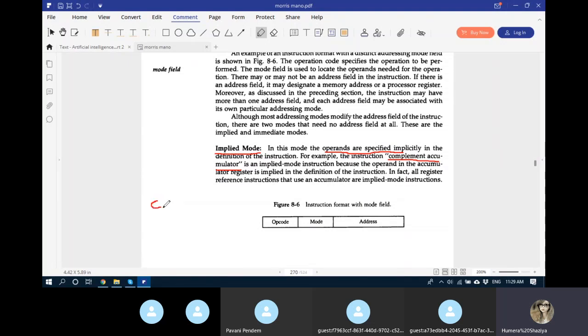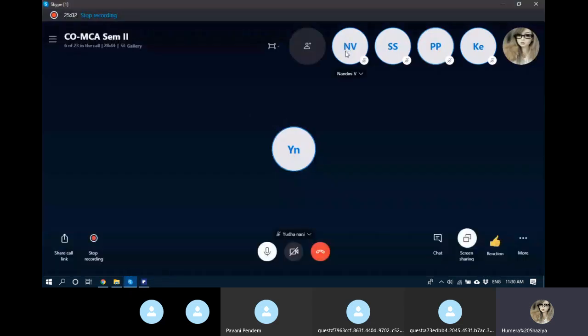Do you remember CMA? How many of you remember CMA? What is CMA? No one remembers what is CMA? This is our instruction. This is our 0 to 12 bits. First part. If I say here 0 to 11. If I say here CMA, what does CMA mean? Students, please don't do like this. Tell me what does CMA mean? Nandini, Saraswati, Pavani, Kirti, Yutha. Anyone, please tell me what is CMA?